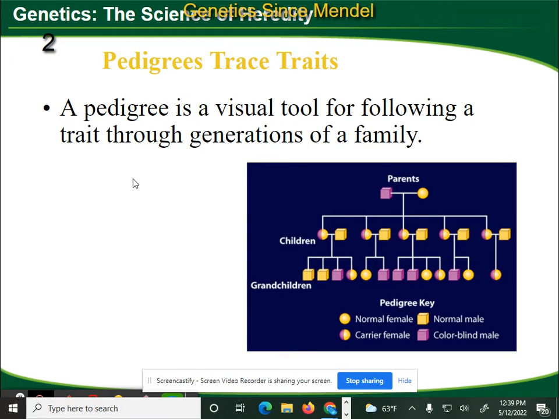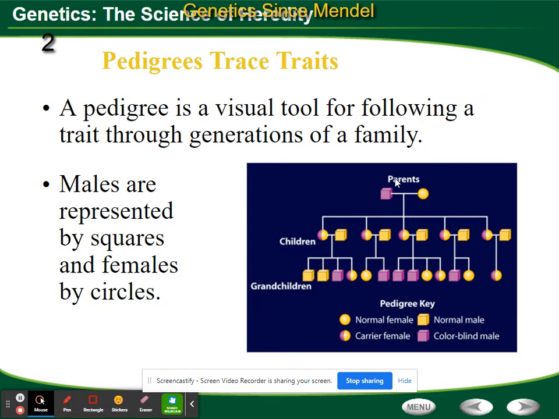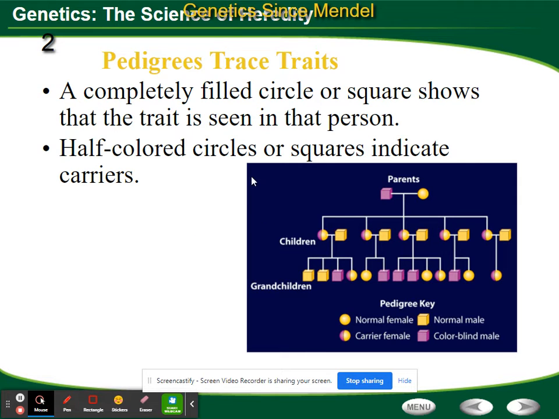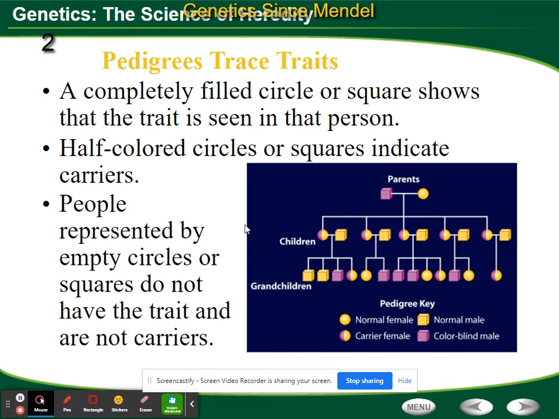So a pedigree chart is a visual that allows you to track a trait through generations of a family. And on a chart like this, the males are always in squares and the females are always drawn. The symbol is a circle. And if it's a completely filled in square or circle, that means the person has that trait. If it's a half colored circle or square, it means that they are carriers. They're not expressing the trait. It's not in their phenotype, but they have at least one recessive allele, probably hidden by the dominant allele.